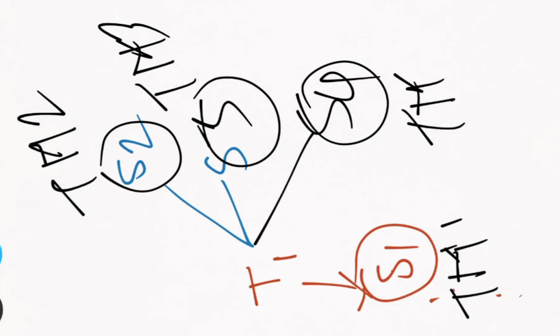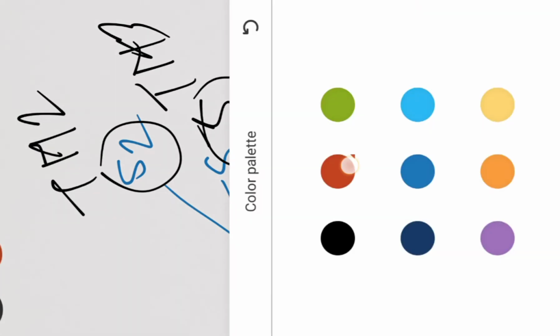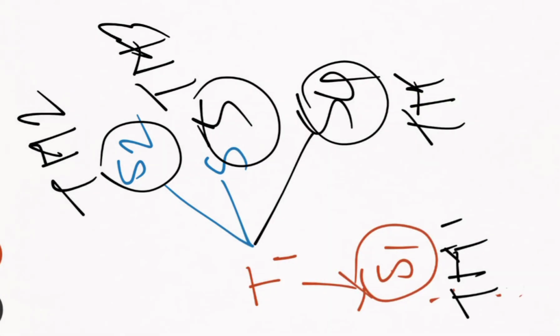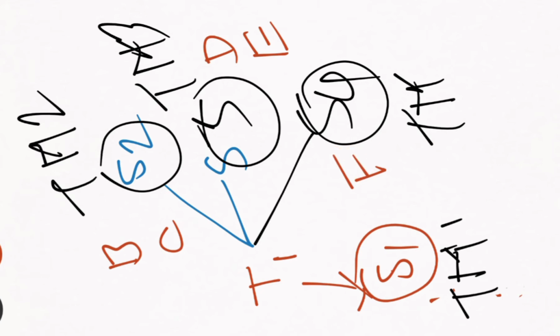Let me change it. You can see this particular site S2 has data item B and data item C. This particular site S3 has data item D and data item E. This particular site S4 has data item F, and this particular site S1 has data item A.